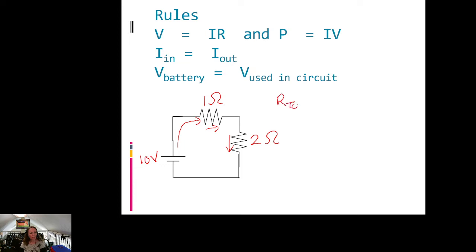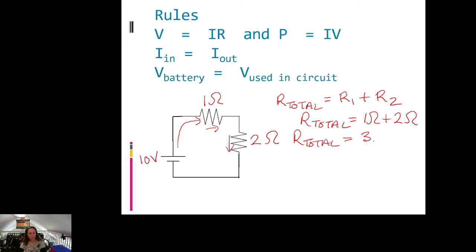Resistance total will equal resistance 1 plus resistance 2, which is 1 ohm and 2 ohm. So what do you end up with? You have resistance total will equal 1 ohm plus 2 ohms. So your resistance total, of course, is 3. So you have 3 ohms. So now you know your total resistance.